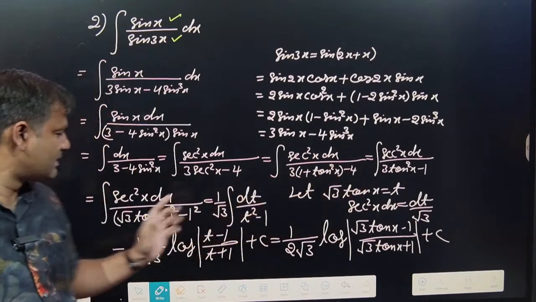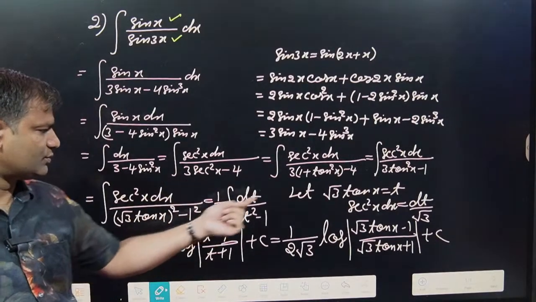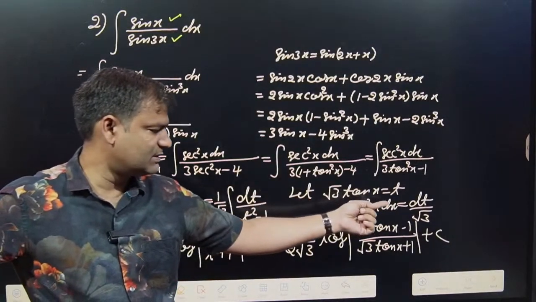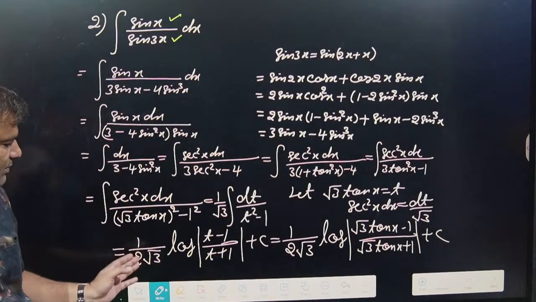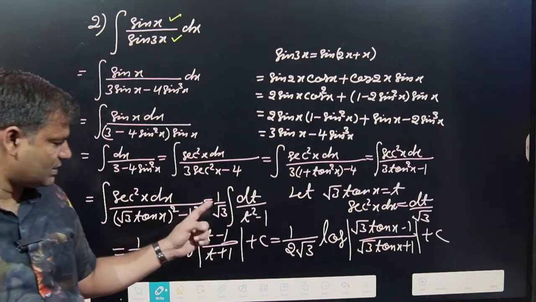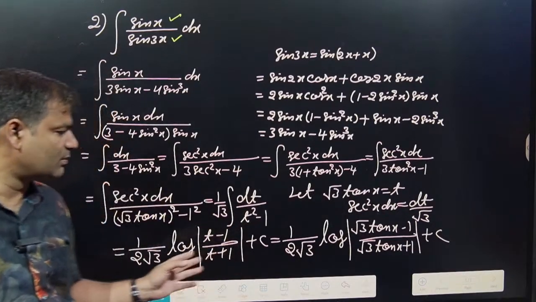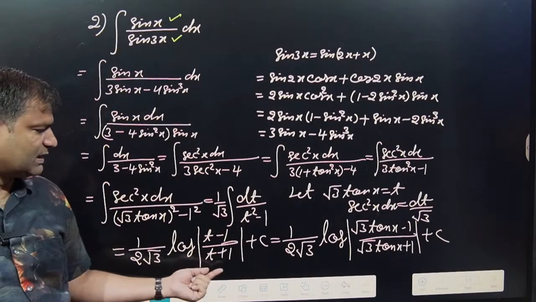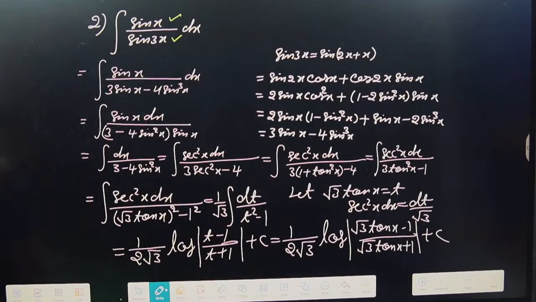If root 3 tan x is replaced by t, so sec square x dx is replaced by dt by root 3. Now put that value here, we get 1 upon root 3 into dt divided by t square minus 1. After that, using the formula, we got that, and t is replaced by root 3 tan x.